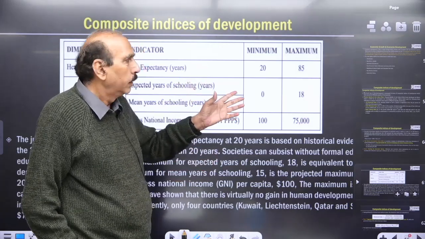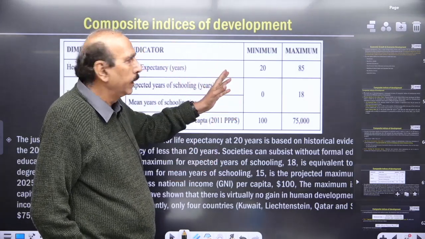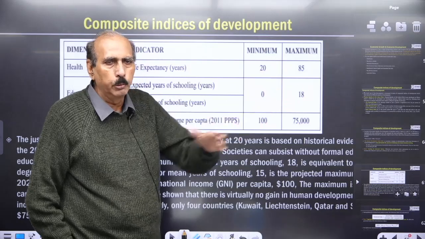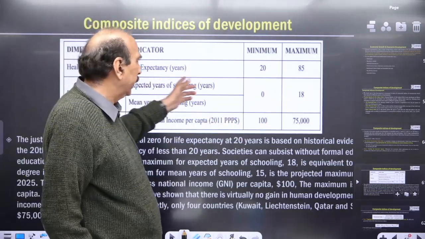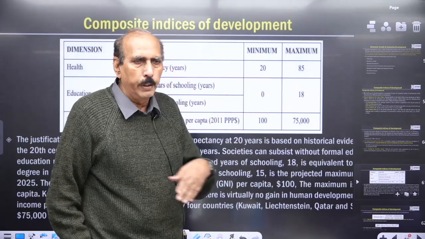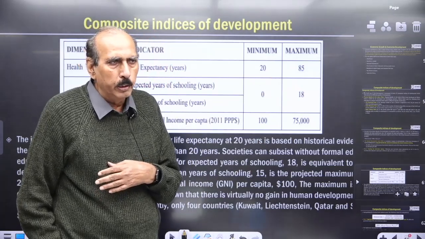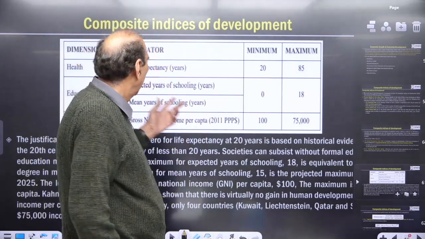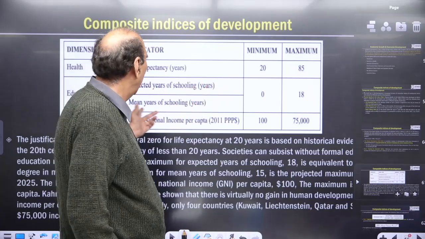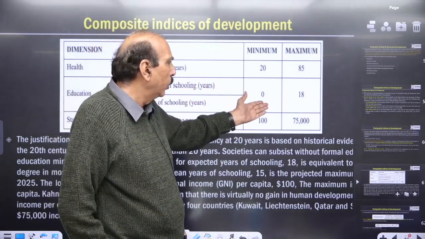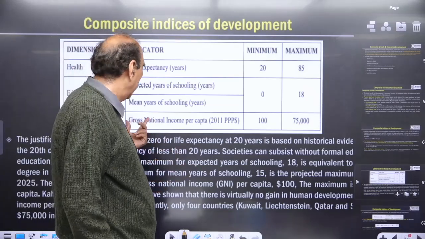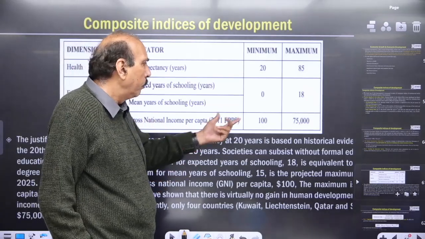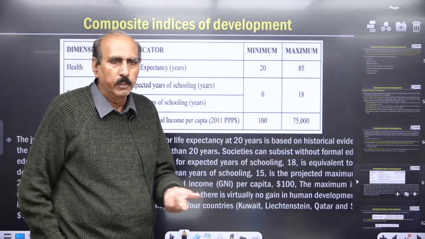For that, UNDP has defined the minimum and maximum values for each indicator. Life expectancy: minimum is 20, maximum is 85. Expected years of schooling: minimum is 0 and maximum is 18. Mean years of schooling: in our case this is 12. National income per capita: minimum is $100, maximum $75,000.